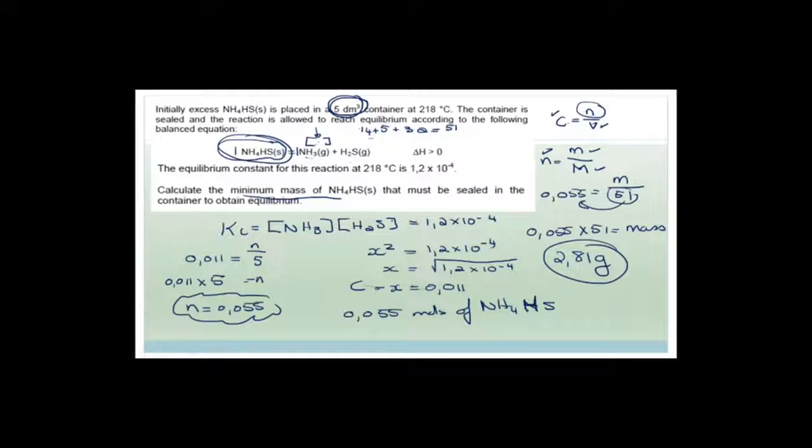Okay, and they're saying, why is this? They say calculate the minimum mass of this that must be sealed in the container, because that is the mass that has reacted. You could obviously have made it, it says there's excess initially placed. So the minimum that has to be put in this container to reach its equilibrium is 2.81 grams. Sure, that was quite a nice question, don't you agree?